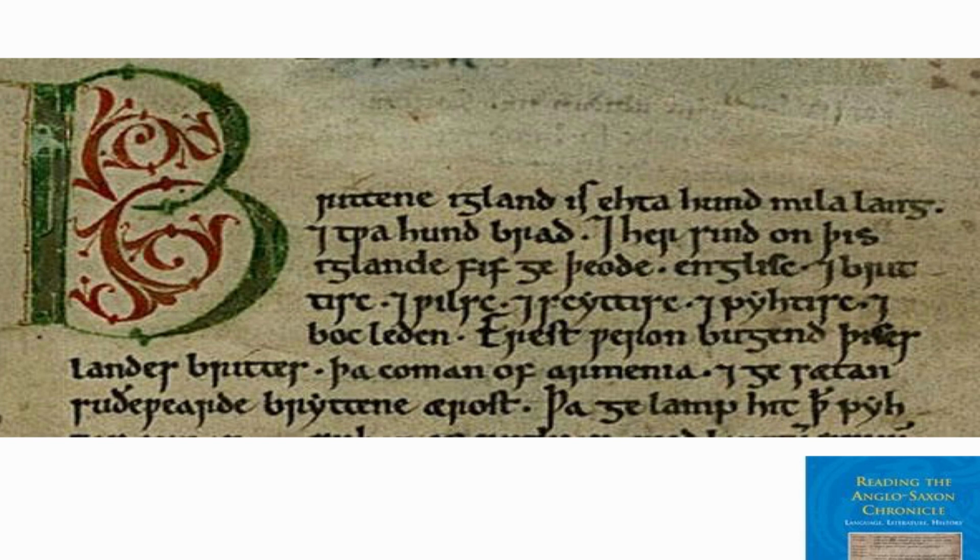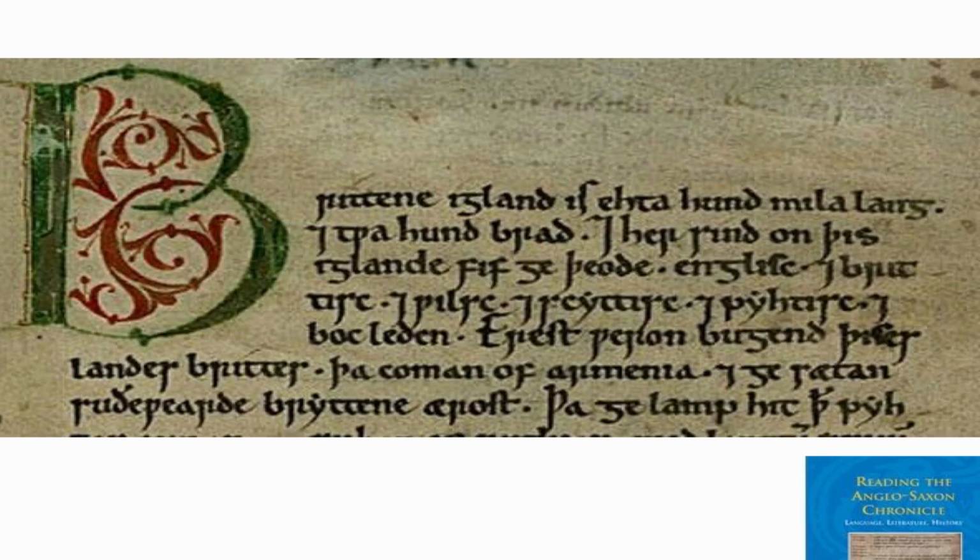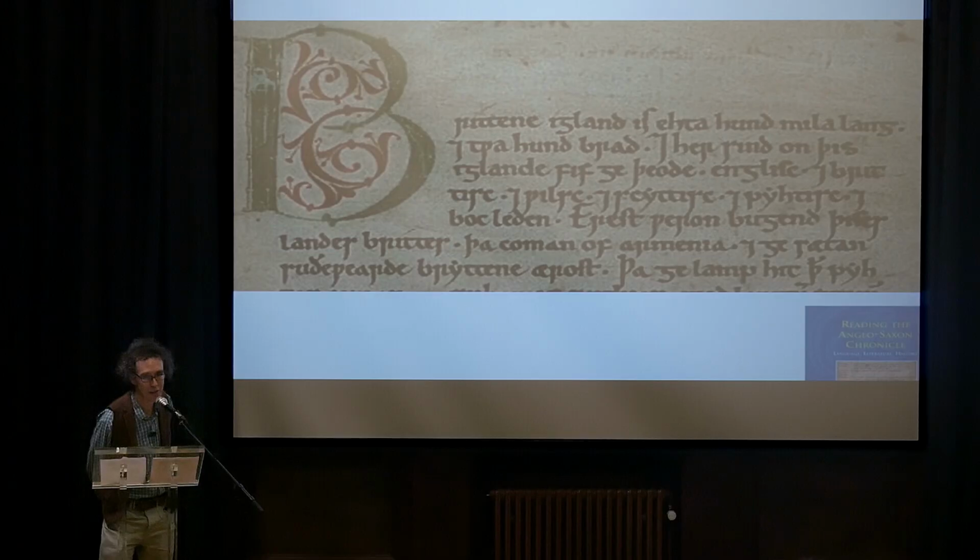And if you read it, the first word is Britain, Britanna, and the second word is Eland, the island of Britain. And then it goes, is 800 mila lang, is 800 miles long. And there's a sign there on the second line, which looks like a seven, that's an abbreviation, and that means and 200 broad, and 200 broad. And here, sind on this eilande, five languages. And there are, on this island, five languages. I'm about halfway along the third line now.